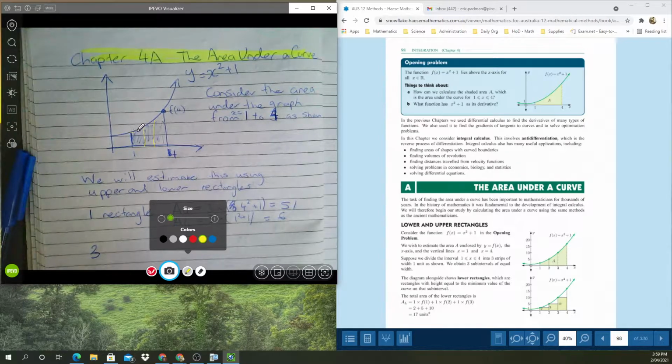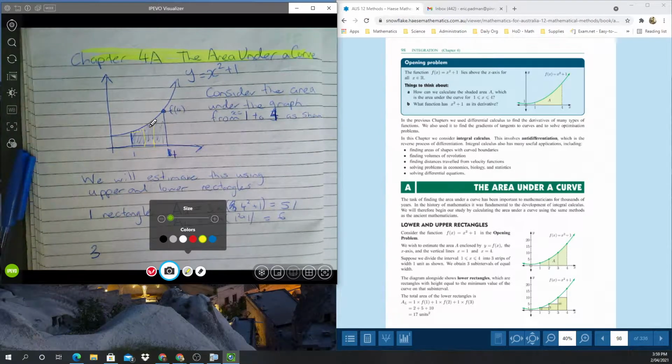So the lower rectangles would be there across and there across. There's obviously not very good looking rectangles. Probably better off just doing this by hand. But in any case, there's your rectangles. That would have, okay, so if that's 2, that's 3.